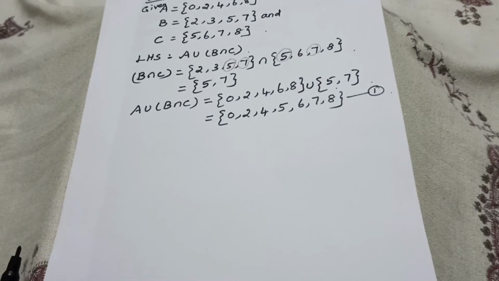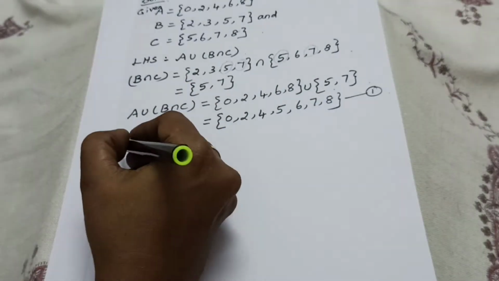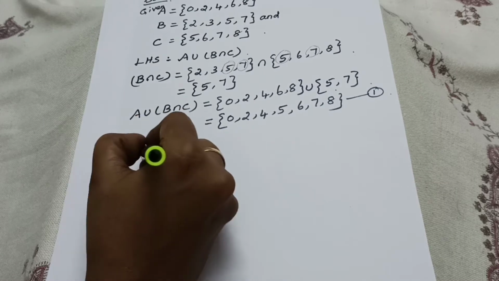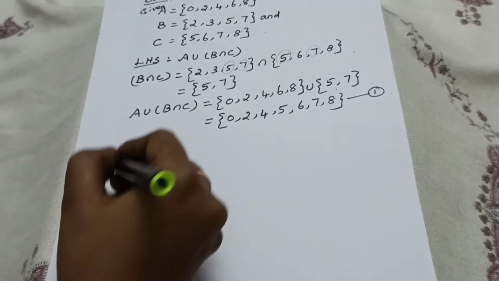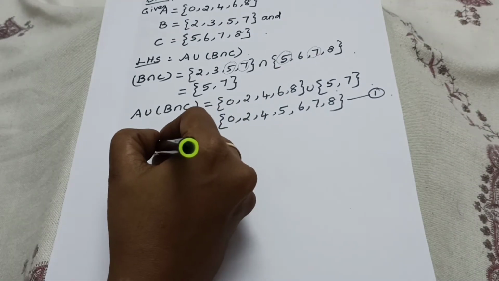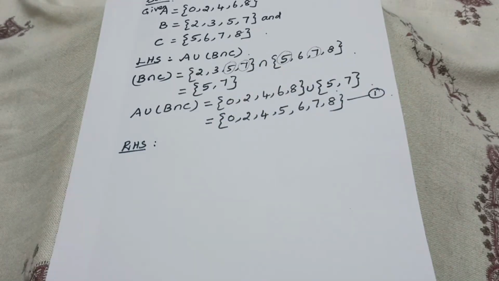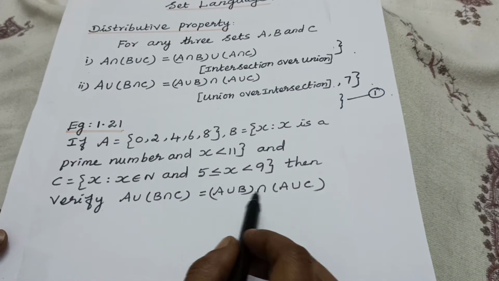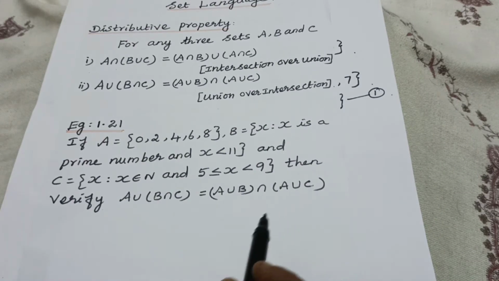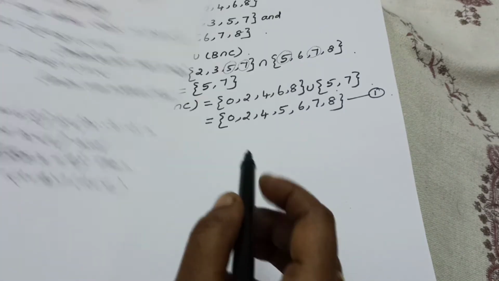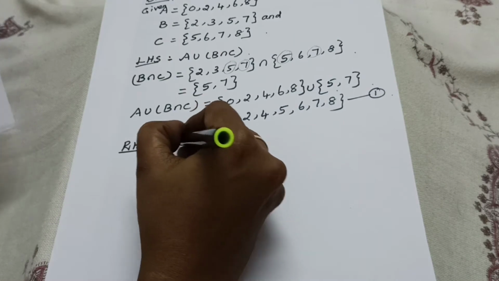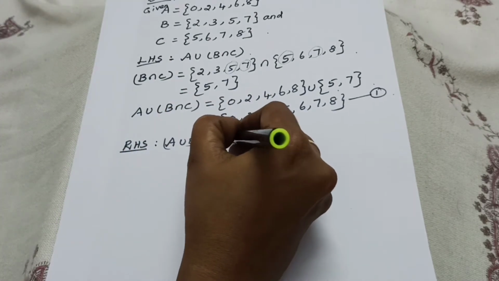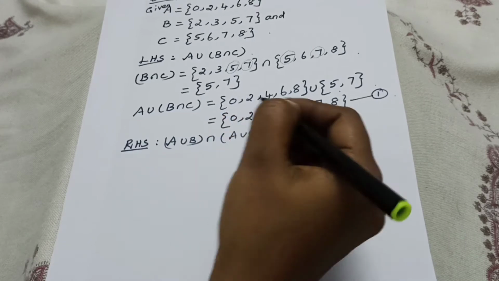Okay, left hand side over. Then right hand side, RHS. This is left hand side, this is right hand side. Right hand side, what is given? (A union B) intersection (A union C). Okay. Then A union B, A union B intersection A union C.